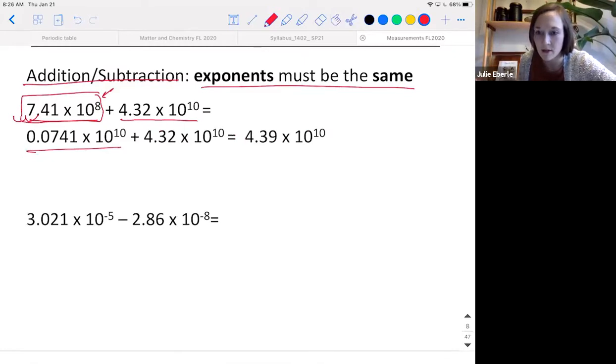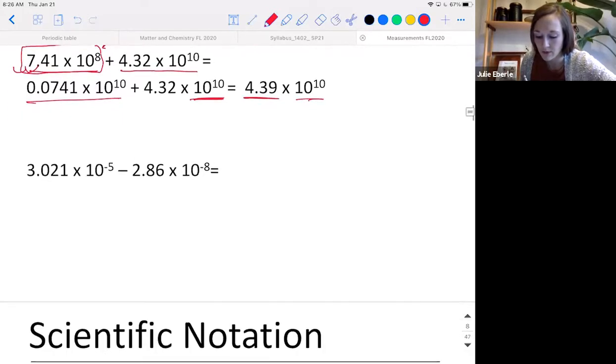Now we have times 10 to the power of 10. That matches our other exponent, 10 to the power of 10 over here. Now we can just add those numbers together, okay? 0.0741 plus 4.32 gives us 4.39, and our exponent matches. It's times 10 to the power of 10. So let's do an example here.